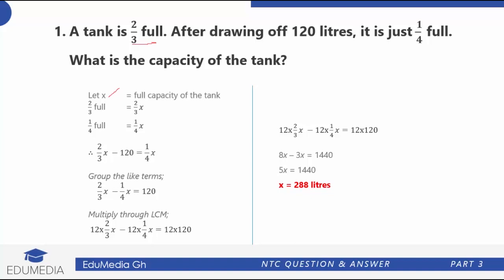Alright, so to form the equation, we take the 2/3 X. When we take out 120 liters from this 2/3 full, then the remaining is 1/4 X. That is what this whole statement means. So this is our new equation: 2/3 X minus 120 equals 1/4 X.